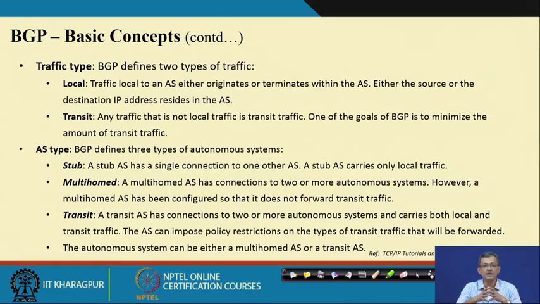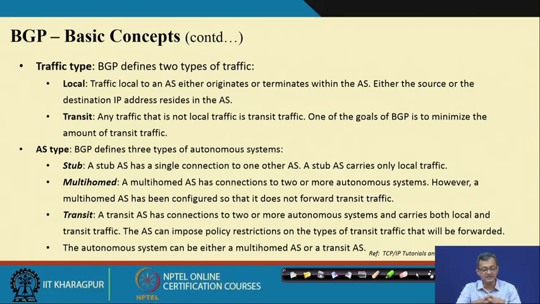However, a multi-homed AS has been configured so that it does not forward traffic. A multi-homed AS can be configured so that it does not transmit, say, transit traffic; it may drop or block those types of things. There is a transit AS.